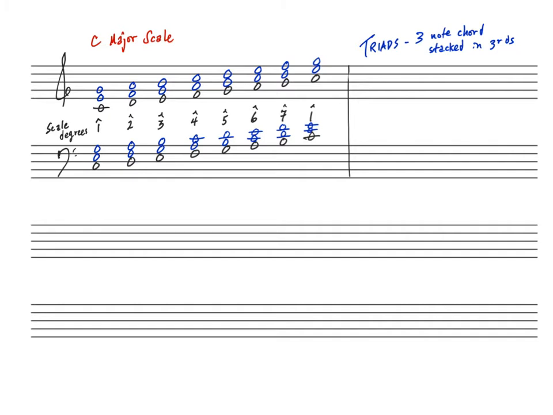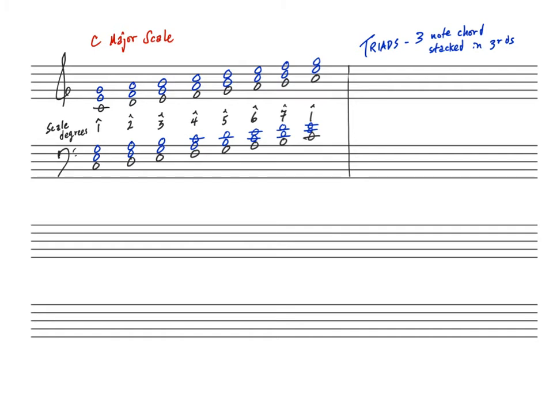If I just play it, it sounds like this. 1, 2, 3, 4, 5, 6, 7, 1. These triads are kind of the building blocks of most harmony in Western music in a major key. They're similar in a minor key with a few variations, but we're not going to bother with that for our current discussion because I just want to get these concepts really clear right now.